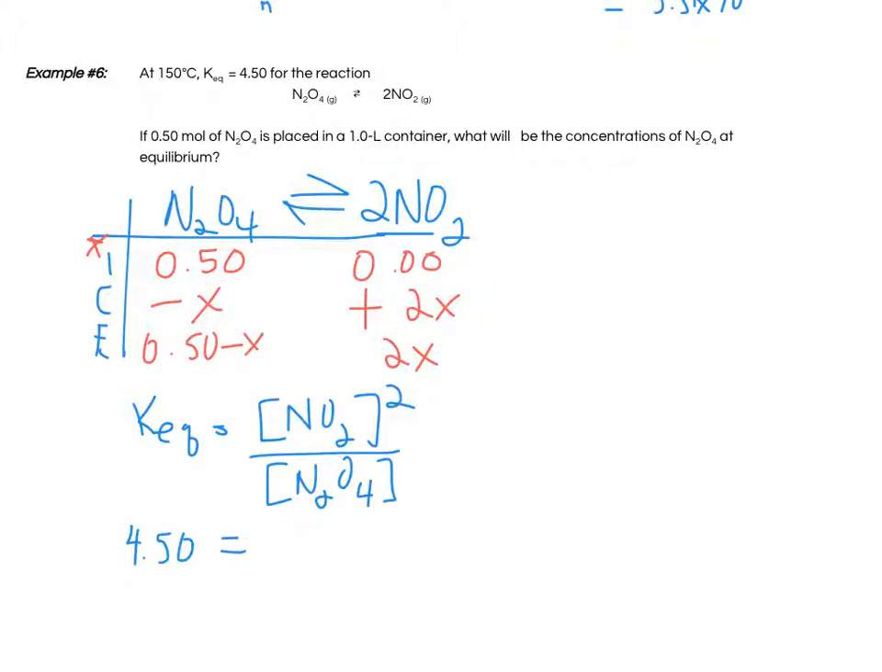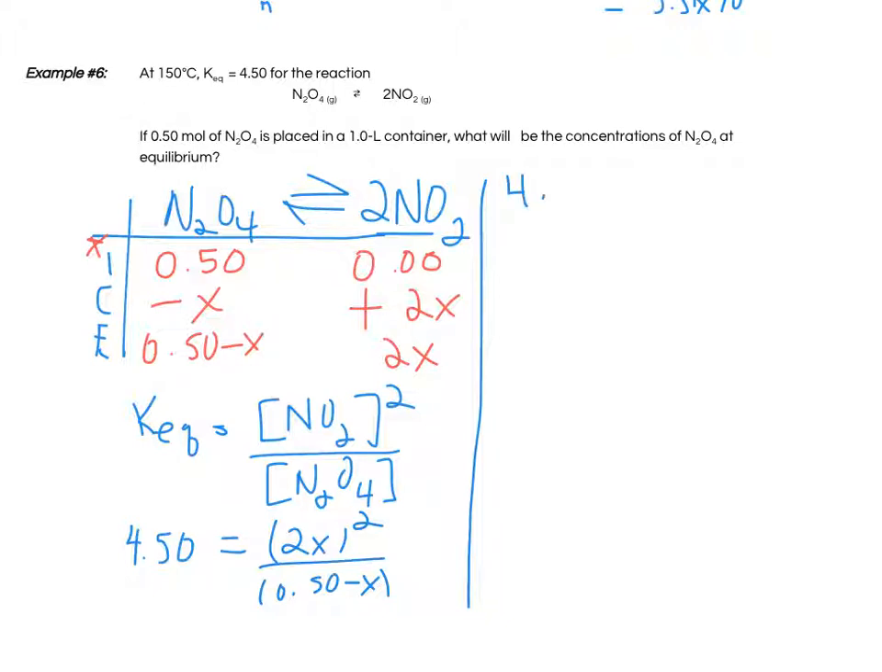So let's go ahead and sub in what I know. So NO2 is 2x all squared divided by 0.50 minus x. All right, let me create another column here and carry on. So I'm going to simplify this further. 4.50 is equal to 2x all squared divided by 0.50 minus x. Now, as I said before, this is a case where I can't get rid of this x. So what does that mean for us?